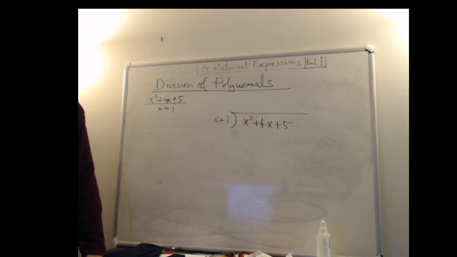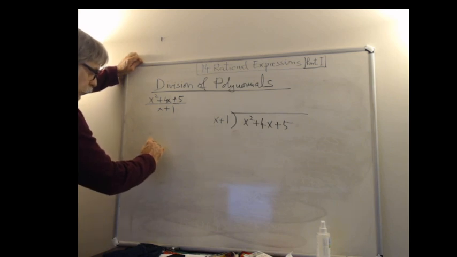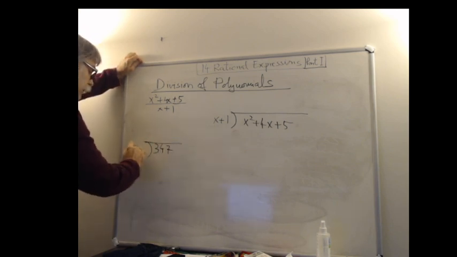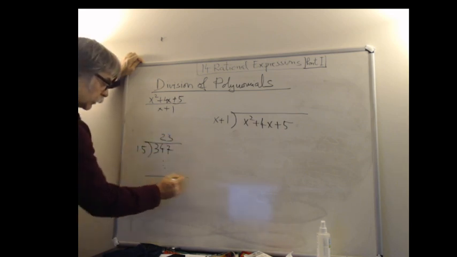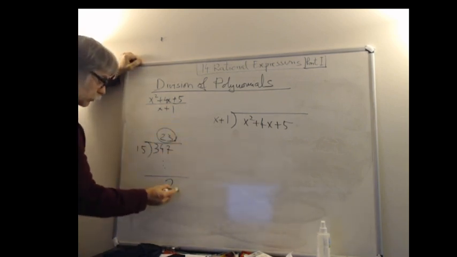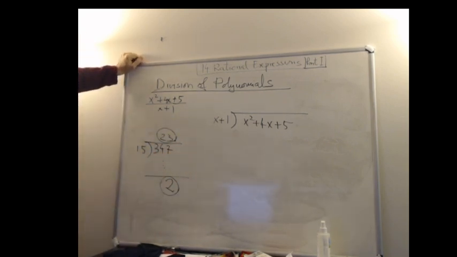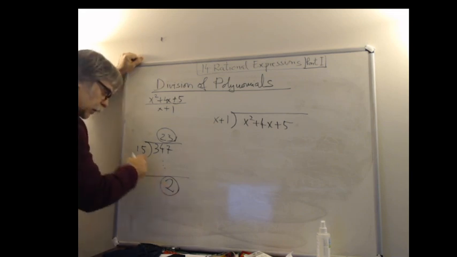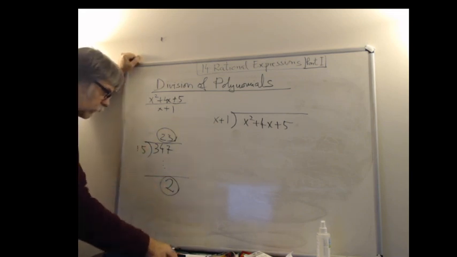The degree. So remember what I had. 347, I was dividing with 15. I get a 23 as a result. On the bottom I have a 2. 23 was my quotient, 2 was my remainder. Why was 2 the remainder? Why didn't I go on? Because 2 is smaller than 15. When you reach something smaller than a divisor, the division is over.